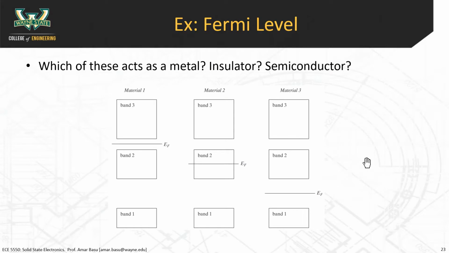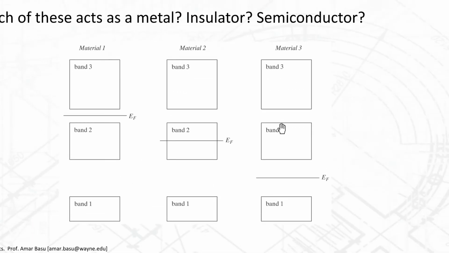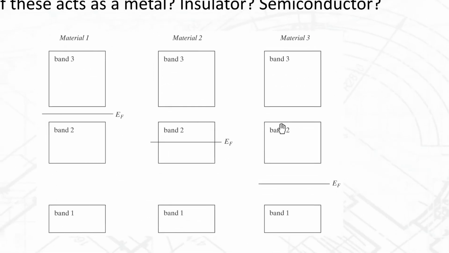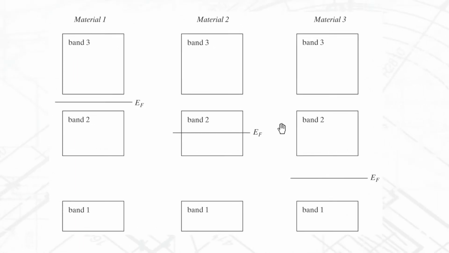So quick question on the Fermi level: which of these acts as a metal, insulator, and semiconductor? The way I want you to think about this is what the definition of the Fermi level is. So let's give a second to think about it, and then we'll talk about it. So take a look at these three materials and see what you come up with.